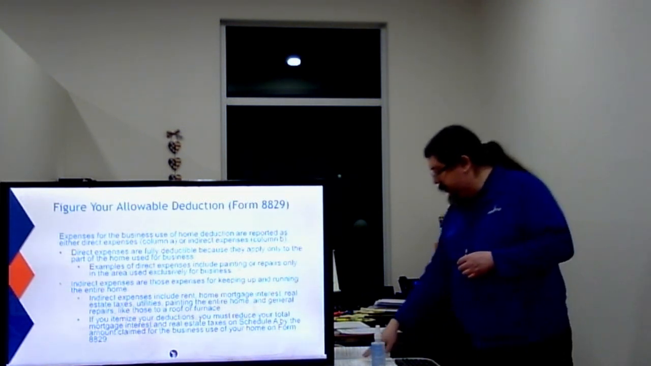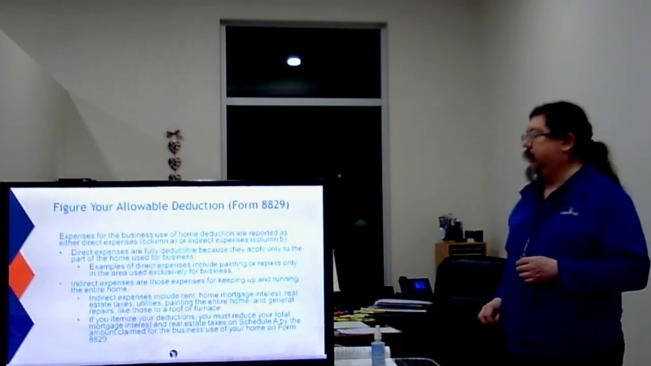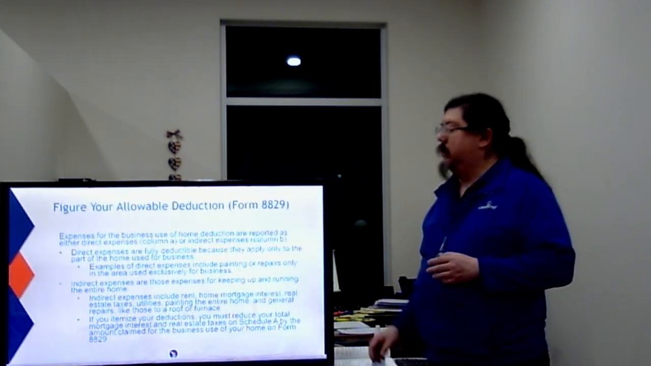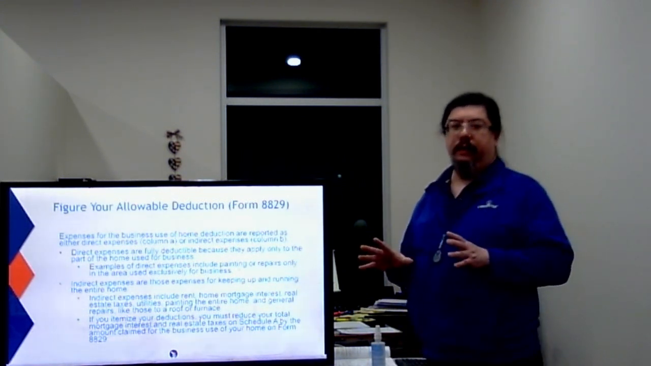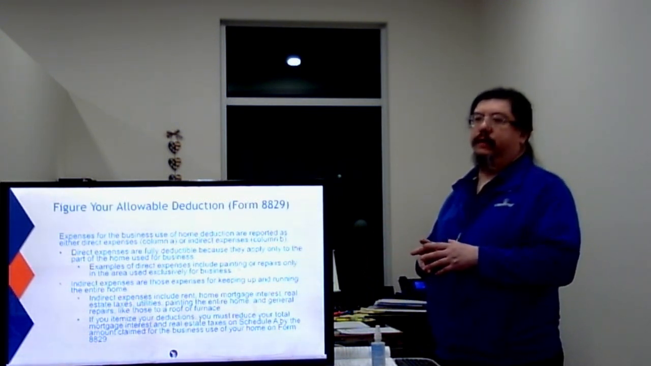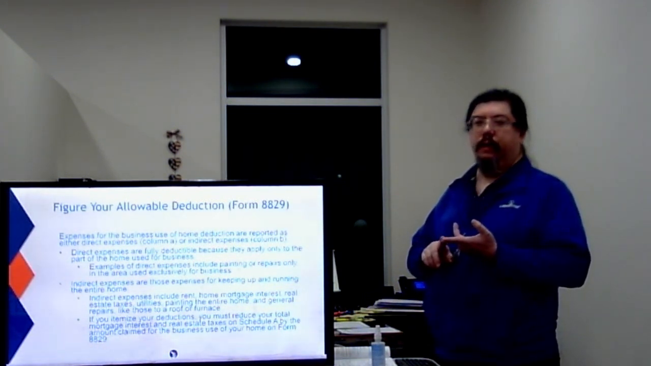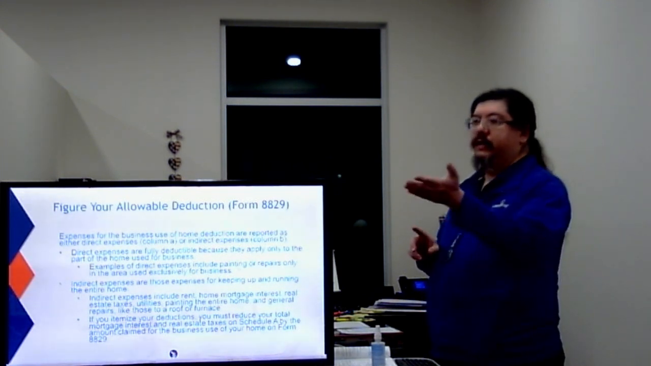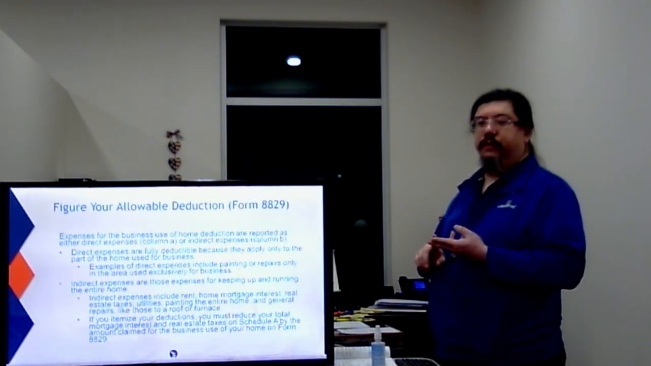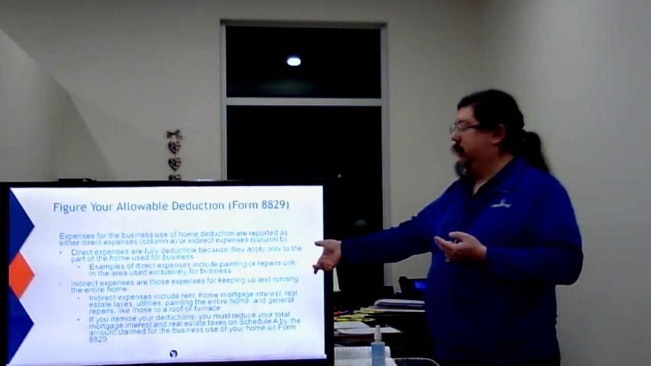Okay, and then you'll notice that there are 2 columns here. There's a column that says direct expenses, and there's a column that says indirect expenses. Direct expenses means those expenses that are specifically allocable to just the home office. So if you are making repairs in the home office area, or you have a separate electric meter for your garage, those would be examples of direct expenses, and those would be 100% deductible under direct expenses.